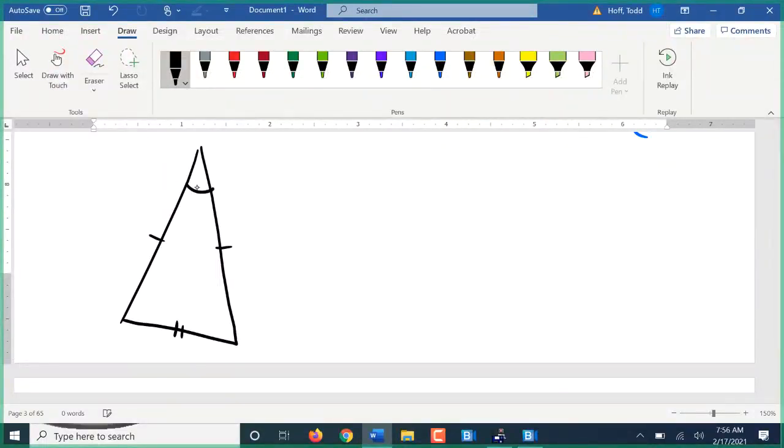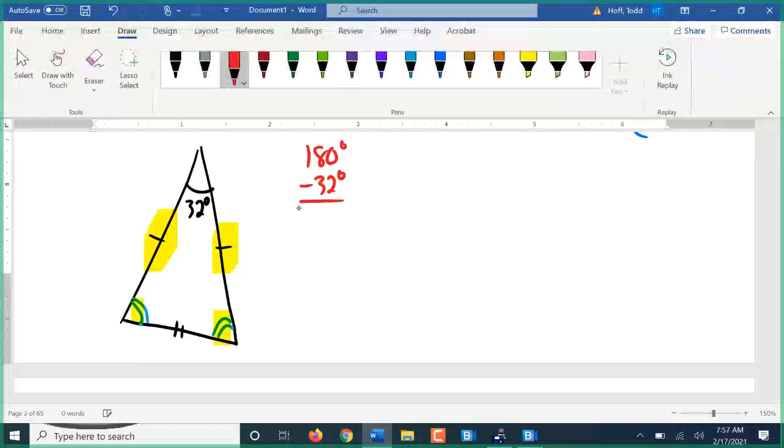I know that's an isosceles triangle, and if I know that this is a 32-degree angle, I can find these two angles. First of all, I know those two angles must be the same because they're opposite sides that are equal. If their opposite sides are equal, those angles have to be equal. So I can just do 180 minus 32 is 148. Divide that by 2 to get 74 degrees. Angles, 74 degrees.